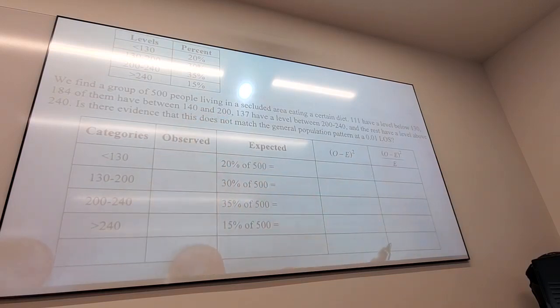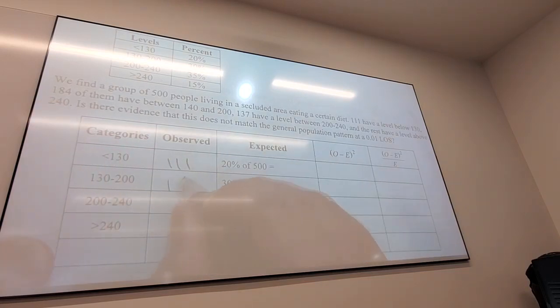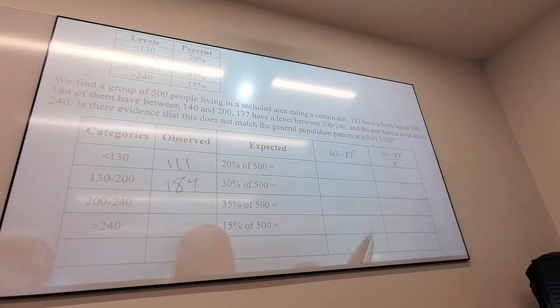So the observed, you just fill in, correct? So I told us that 111 have a level below 130. So of course lower is better. 184 between 140 and 200. Did I say 140? I don't know why I say 140 up there and 130 down here, but too bad for me.